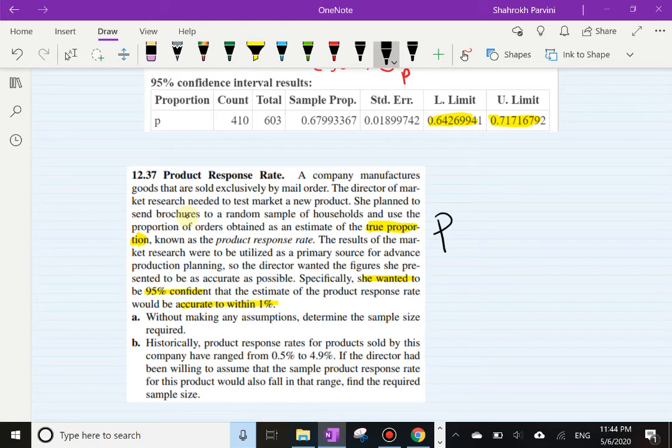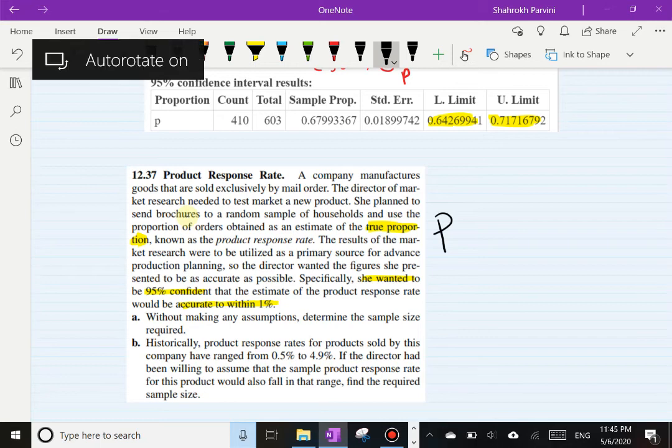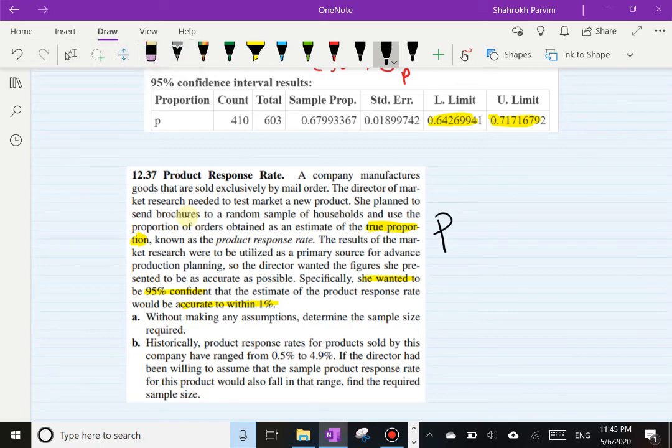Without making any assumption, determine the sample size required. Now, what does the author mean by "without making any assumptions"? In part A, it means we don't have a guessed or prior estimate of P. I'm not going to say, well, suppose 20% are going to respond.